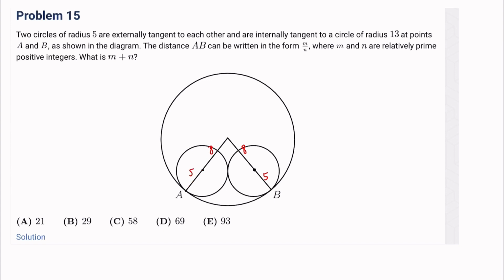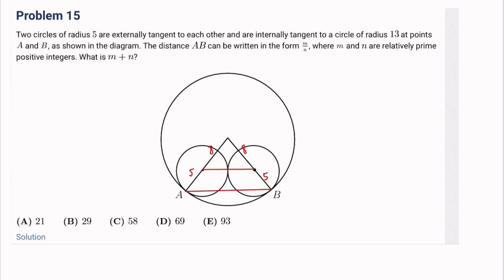And so we want the distance AB, right? So we want AB, that would be from here to there, and we know this length because it's the sum of two radii, so that would be 10. Then we know that this triangle and this bigger triangle are similar, and so we can use this ratio to figure out this ratio.